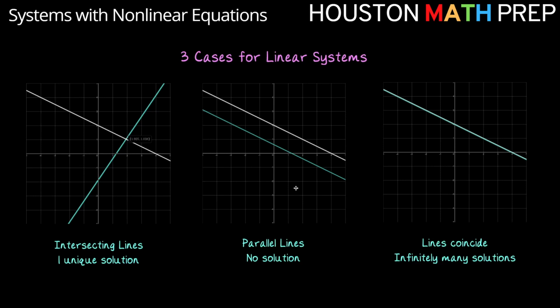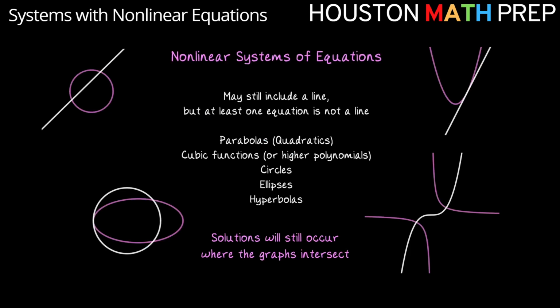If we have parallel lines, remember we had the case where those lines never intersect, so there's no solution to that system of equations. And then we also might have a situation where both lines lie exactly on top of one another. In other words, the lines coincide, and so every single point on those lines is a solution, giving us infinitely many solutions. The idea of an intersection point being a solution for a system is going to remain the same as we move into nonlinear systems of equations.